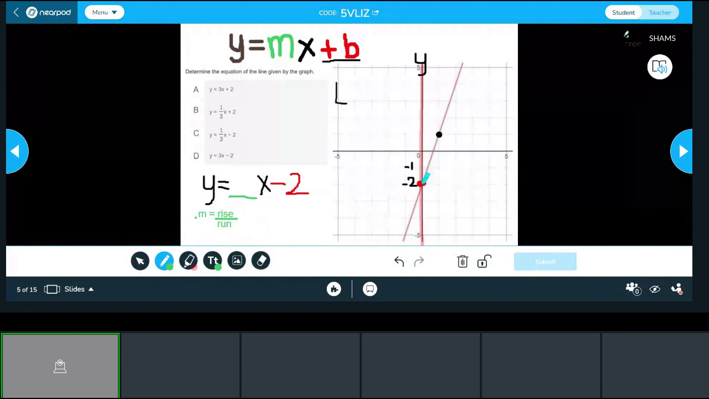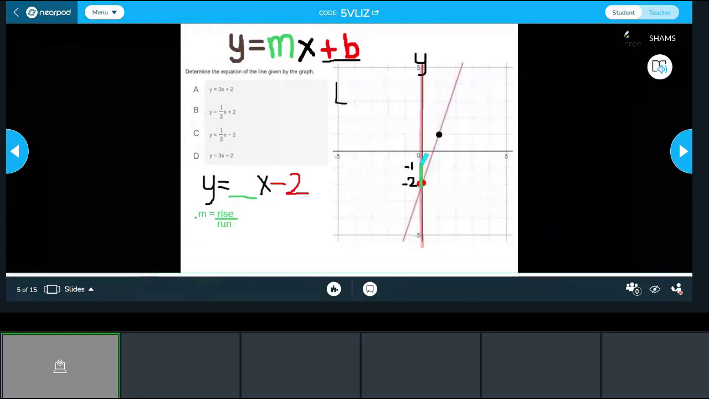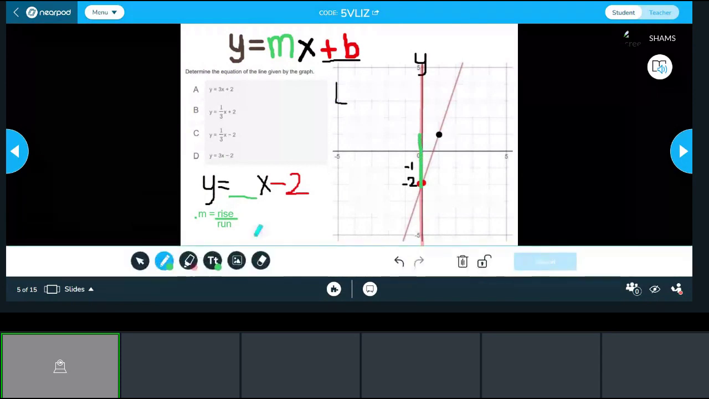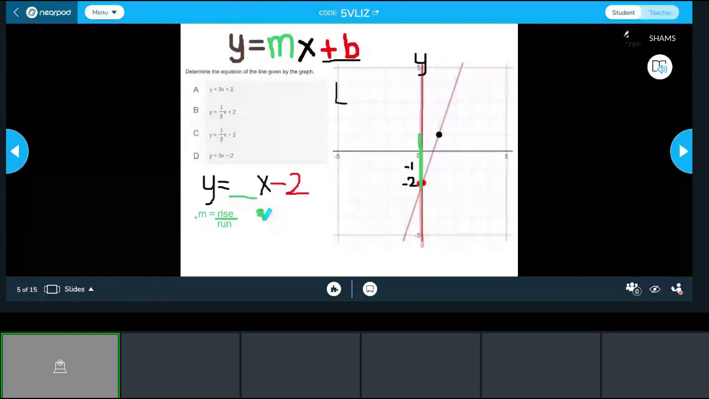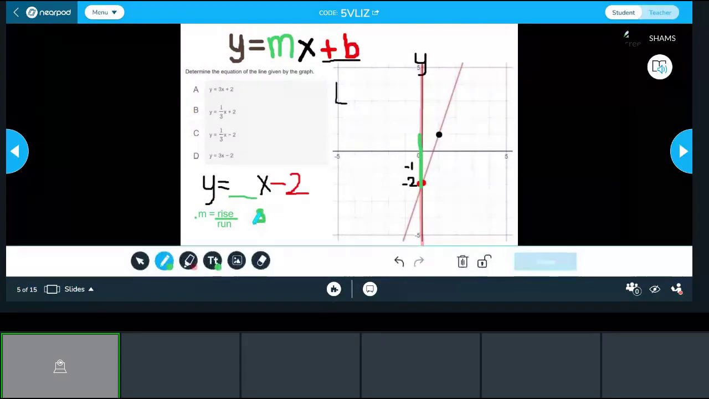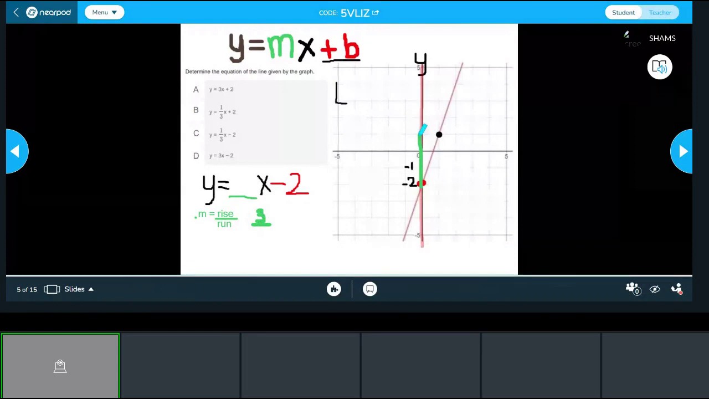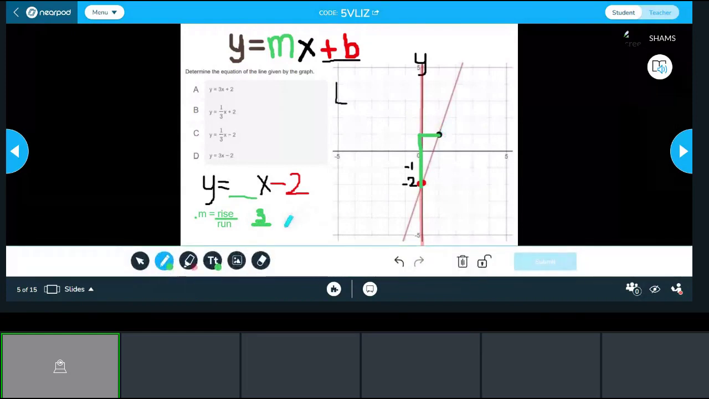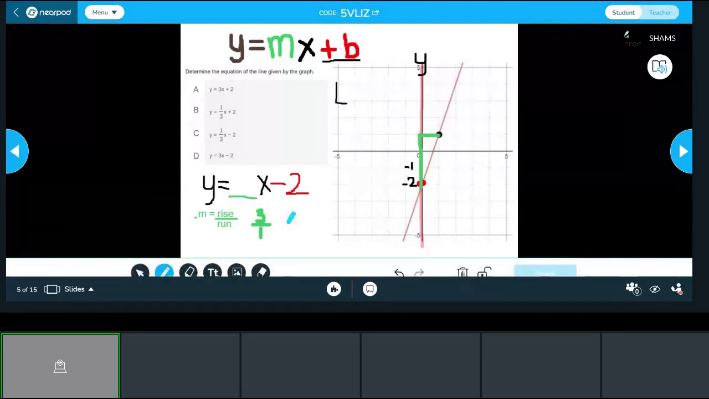From the red dot, how much is the rise? The rise is 1, 2, 3. The rise is 3. So I can say rise is 3. And how much is the run? I am not there yet. I need a run. I need to run only 1 block. So therefore I will say run is 1.